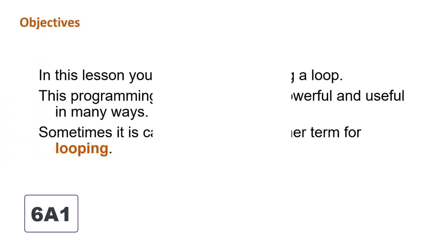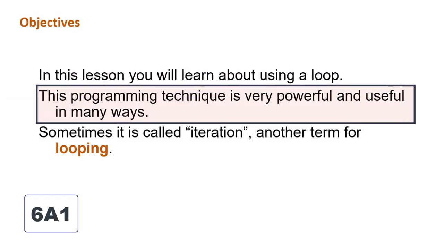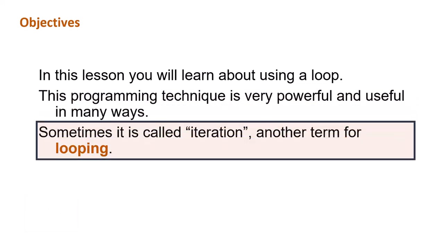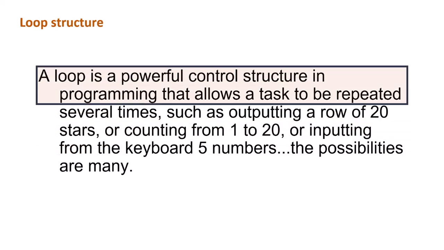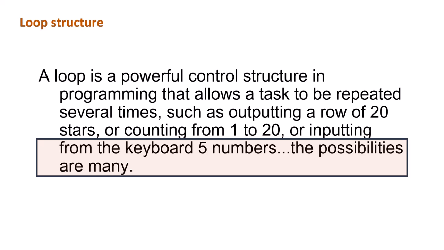In this lesson, you will learn about using a loop. This programming technique is very powerful and useful in many ways. Sometimes it is called iteration, another term for looping. A loop is a powerful control structure in programming that allows a task to be repeated several times, such as outputting a row of 20 stars, or counting from 1 to 20, or inputting from the keyboard 5 numbers.